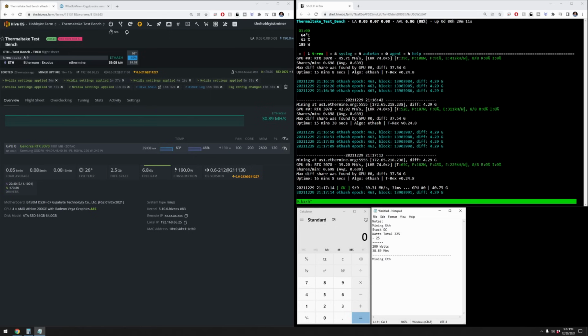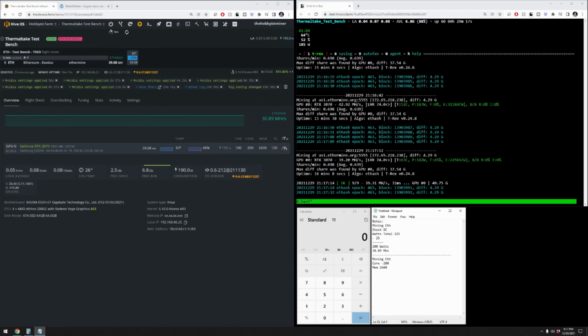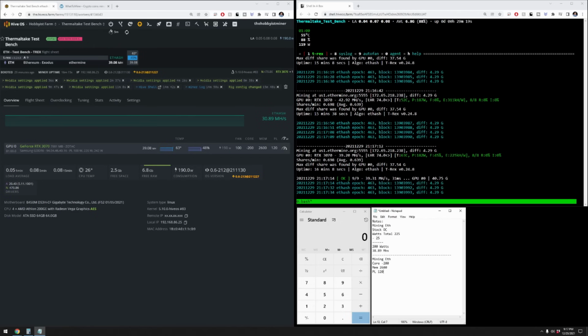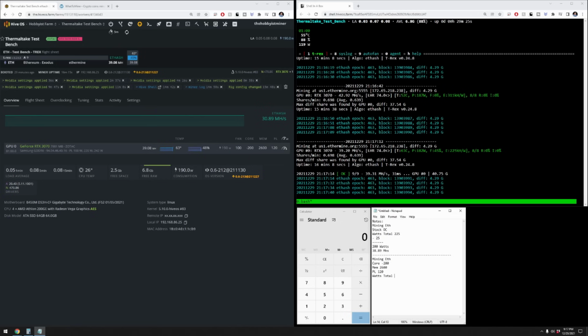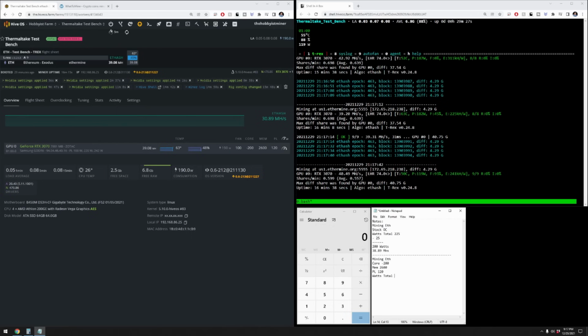Mining ETH, overclock, let's see, core was negative 200, our memory was 2600, and our power limit was 120. So our watts total is the next thing we want to take a look at. Where does this put us at? Because every time we use more and more watts, it's costing us more money. That's an expense, and that's profit out of our pocket overall.